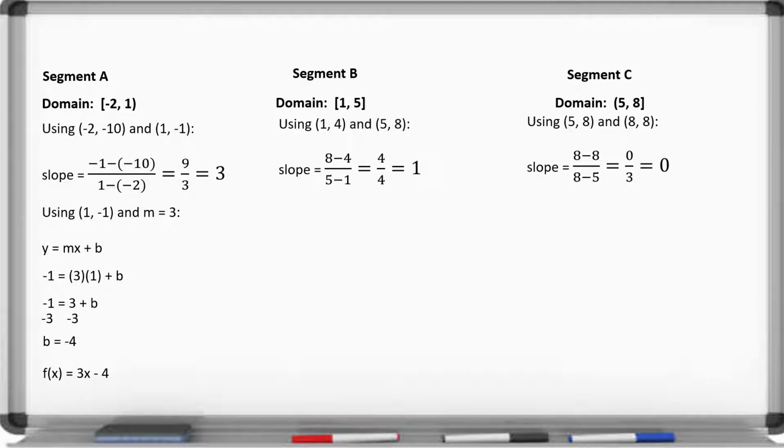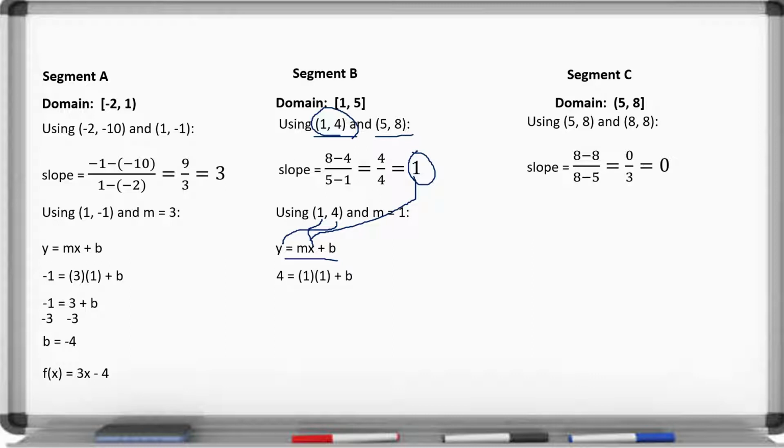So for our segment B, we're going to choose any of these two points. I'm going to choose this one, and then we know that our slope is 1. So we're going to plug it into slope-intercept form. We got our 1, we got our x, and we got our y. So plugging it in, we get 4 equals 1 times 1 plus b. So 4 equals 1 plus b, subtracting 1 on both sides gives me b equals 3.